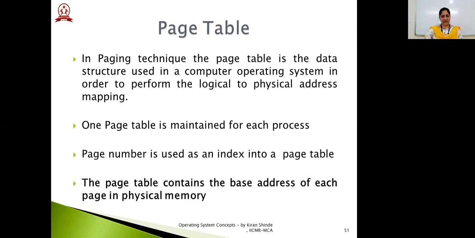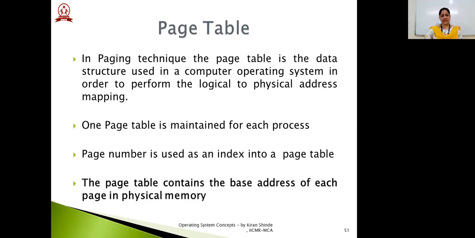Whenever a process comes for execution with the CPU and demands memory allocation in physical memory, a page table is created temporarily for that particular process. After mapping the desired pages with the frames, the process continues its execution and finishes its execution, and then the page table is no longer in existence.